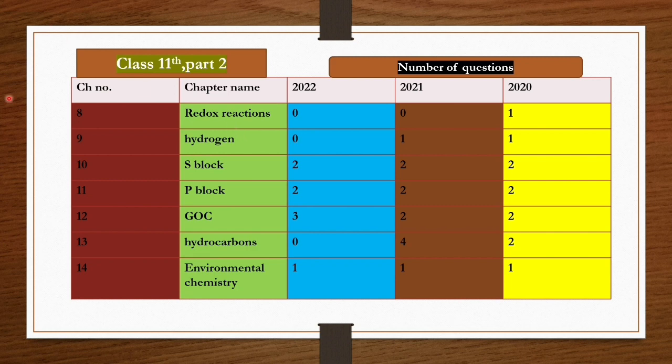In our next chapter, chapter number 9, hydrogen, one question from NEET 2020 as well as in NEET 2021 has appeared. S-block and P-block are the part of inorganic chemistry and one of the important topics. And GOC is our organic chemistry, so it's again a very important topic to read. Suddenly, four questions in NEET 2021 has appeared from hydrocarbon chapter. And lastly, chapter number 14, environmental chemistry, maintains only one question in last 3 years.